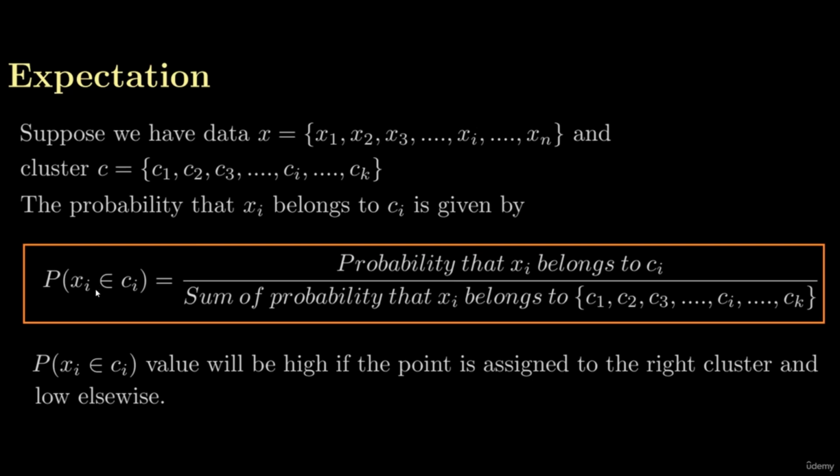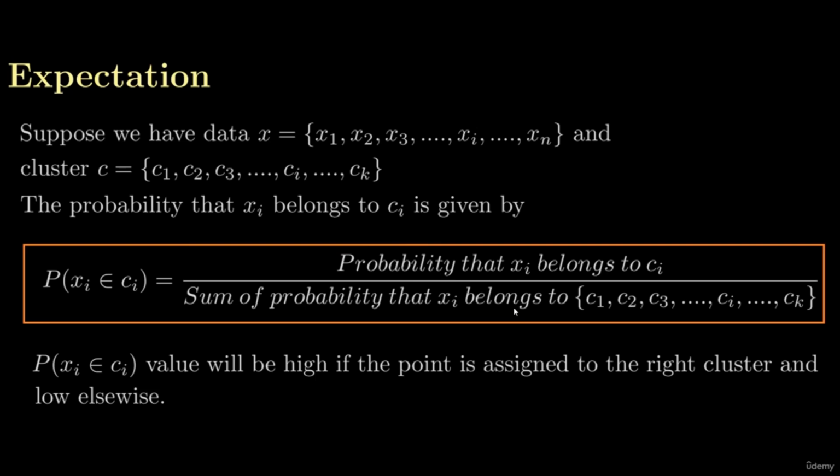The probability of Xi belonging to Ci will be the probability of Xi belonging to Ci, over the sum of the probabilities that Xi belongs to all the clusters. Here you can see the probability of belonging to all clusters. Now this point is very important: the probability that Xi belongs to Ci will be high if the point is assigned to the right cluster, and low otherwise. So if this probability is high, it is close to 1. Suppose in the first step the probability that Xi belongs to Ci is close to 1.